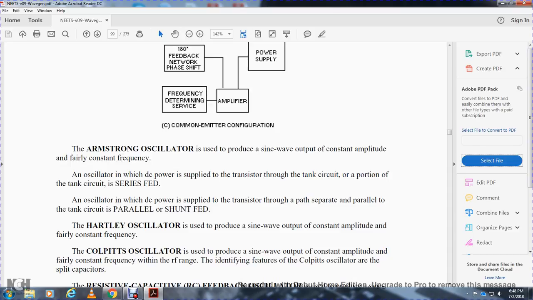The Armstrong oscillator is used to provide a sine wave output with a constant amplitude and a fairly constant frequency. An oscillator in which the DC power is supplied to the transistor through the tank circuit, or a portion of the tank circuit, is series fed. An oscillator in which the DC power is supplied to the transistor through a path separate and parallel to the tank circuit is shunt fed, or parallel fed.